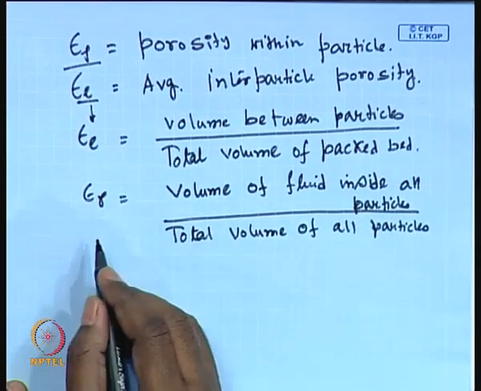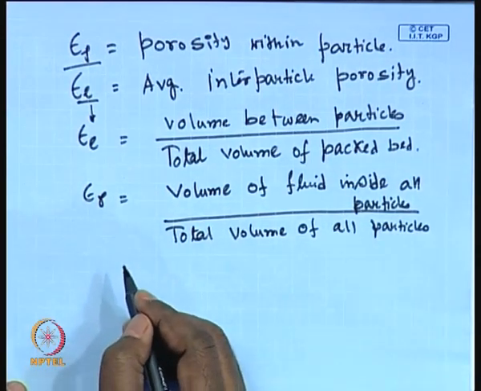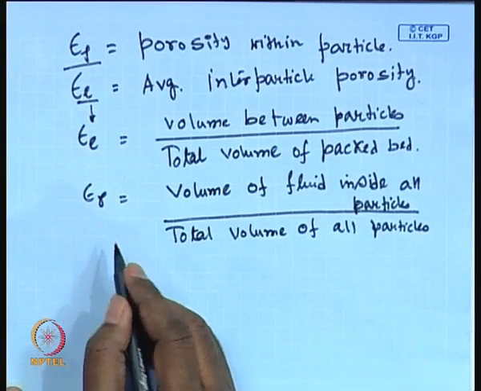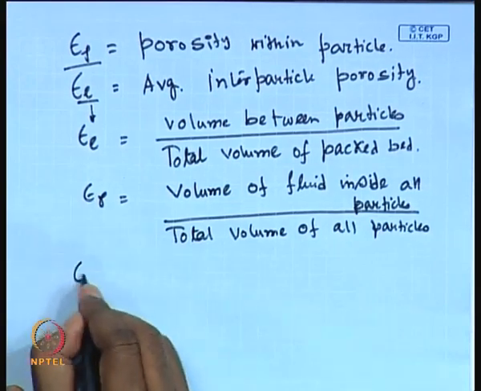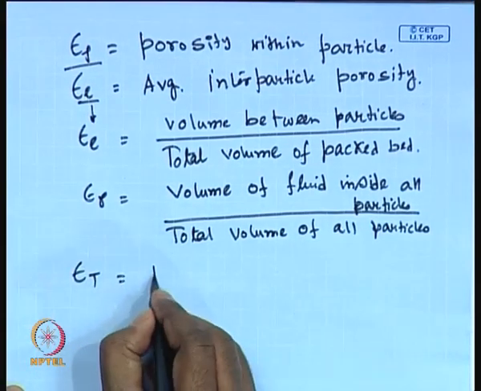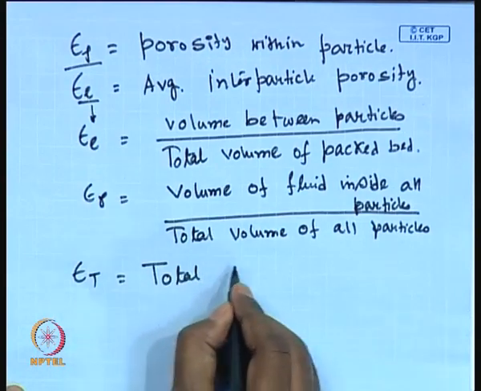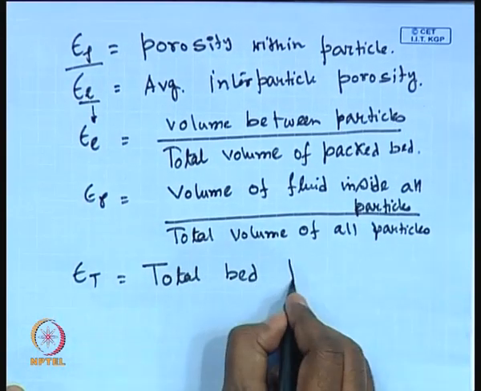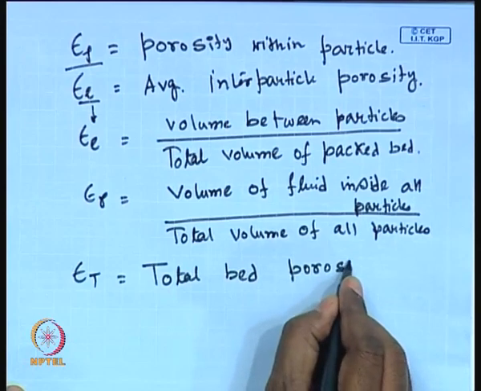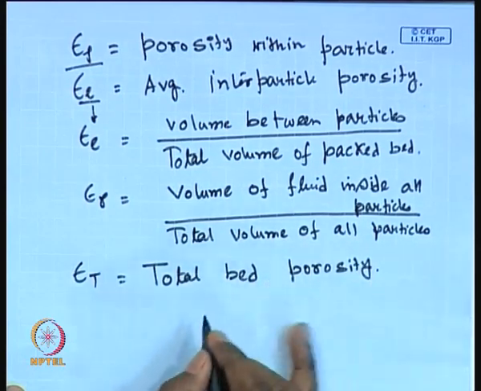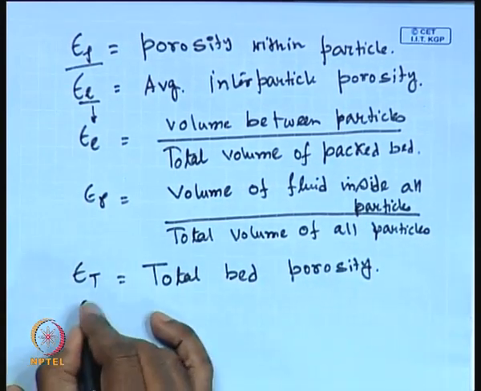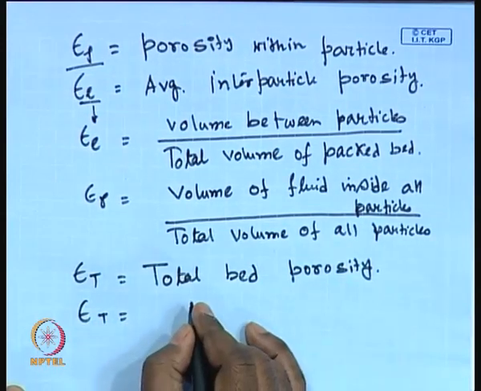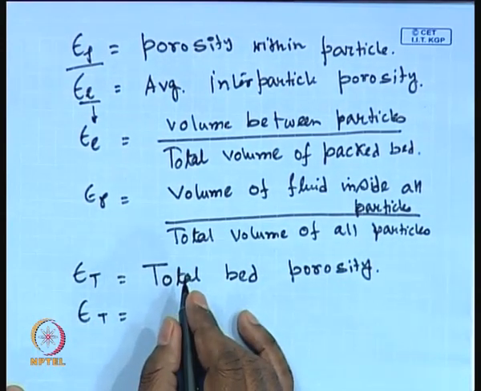Okay. So, once you define these two quantities, you will be in a position to define the total bed porosity, epsilon t. Epsilon t is total bed porosity, and total bed porosity is defined as the sum of voids within particles and between the particles.